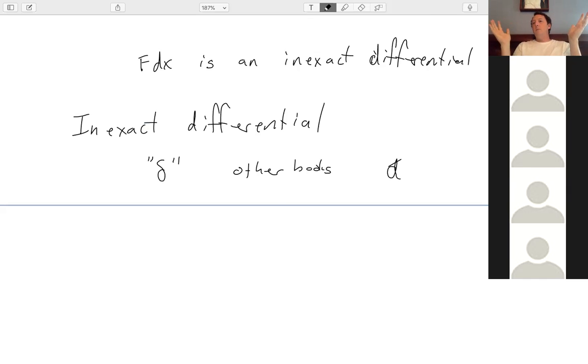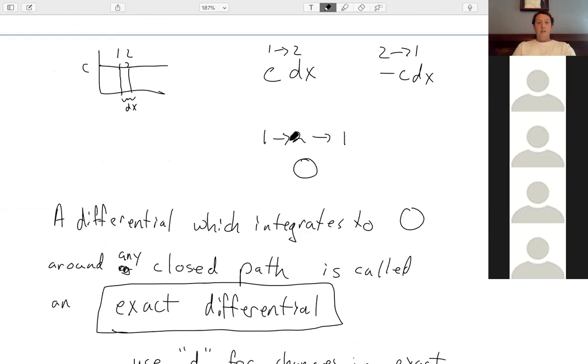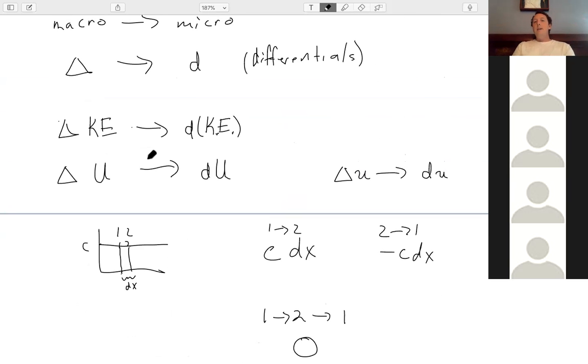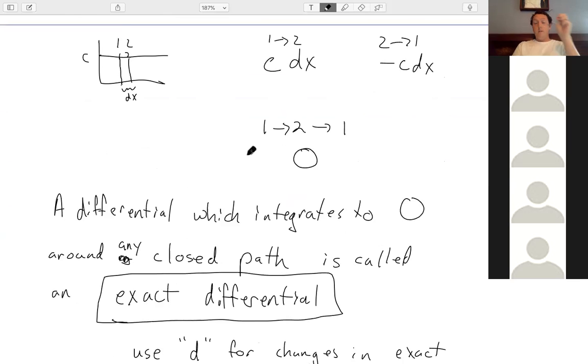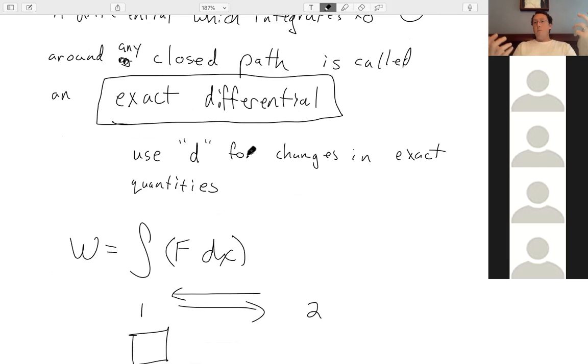Here's the way to think of it. The things which are properties, the things that are exact over here, these things are all properties of the system. So if I reverse the system, those things just go back to where they started. Full stop.